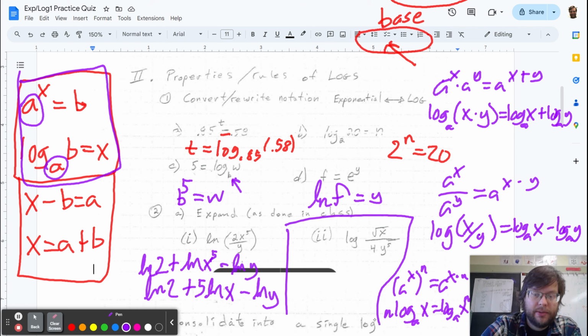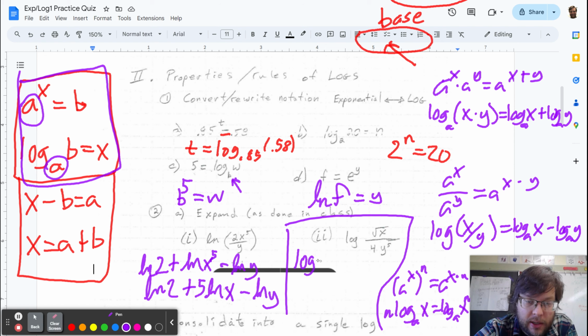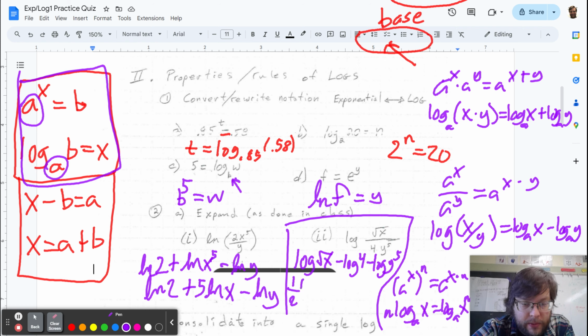Let's try to box off this last one here. That ln means log with a base of e. This log means log with a base of 10. So we have the log of the square root of x minus the log of 4 minus log of y to the 5th, because we're dividing by 4 and we're dividing by y to the 5th. The square root is the same as the 1/2 power. So 1/2 log x minus log 4 minus 5 log, and there's a y squeezed in there.